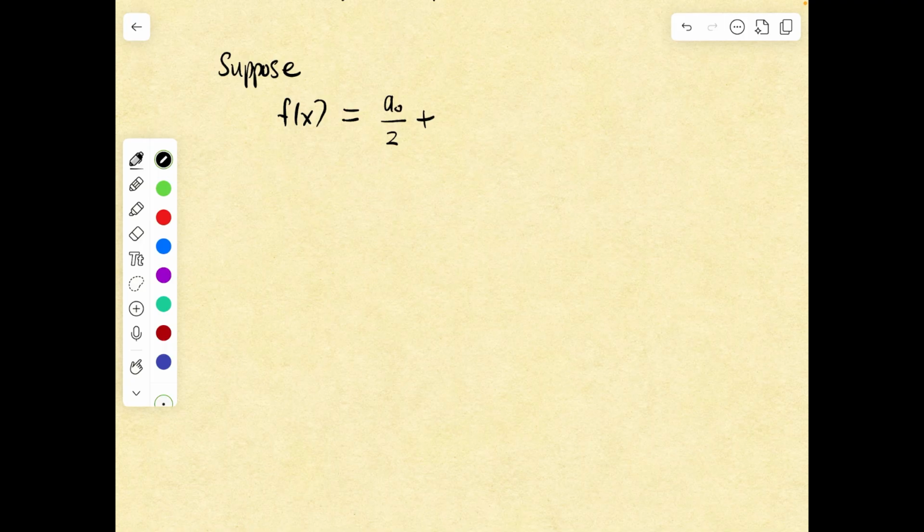Well, this is actually an odd function. Sine of k pi x over L is an odd function. And we know that when you integrate an odd function from negative L to L, you get 0.